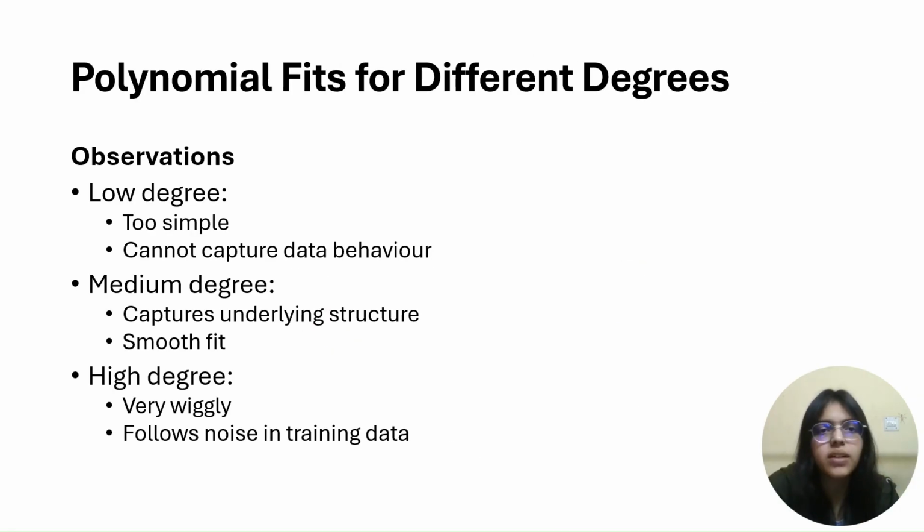In these experiments, we can clearly observe the effect of polynomial degree on model behavior. For low degree polynomials, the model is too simple and cannot capture the true structure of the data. This results in underfitting. For medium degree polynomials, the model captures the underlying pattern effectively while maintaining a smooth and stable fit. This represents the optimal balance between bias and variance. For high degree polynomials, the model becomes very wiggly and starts following noise in the training data instead of the true signal. This leads to overfitting and poor generalization on test data. These observations clearly demonstrate that increasing complexity does not always improve model performance.